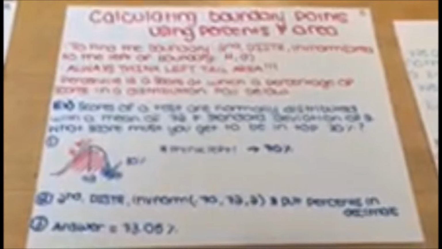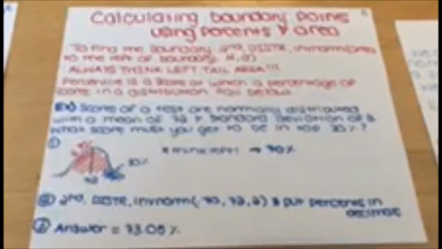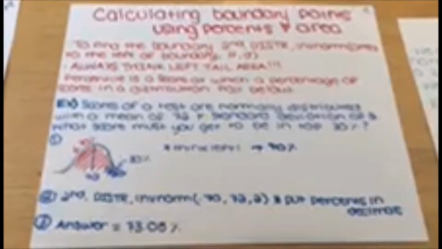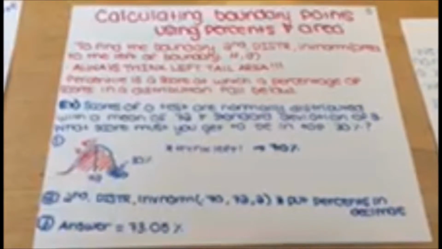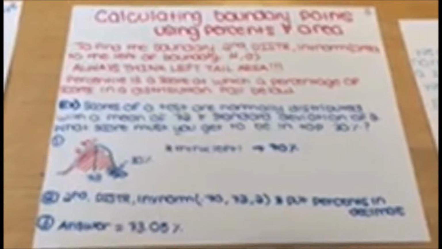So scores on a test are normally distributed with a mean of 72 and standard deviation of 2. What score must you get to be in the top 30%? Because 30% is the right tail area, you have to think left, so it would be 70% because 100 minus 30 is 70. So you would go to second vars, go to inverse norm, and then you would turn all percents into decimals, so it would become 0.70. The mean is 72, and the standard deviation is 2. And then paste, and your answer is 73.05.